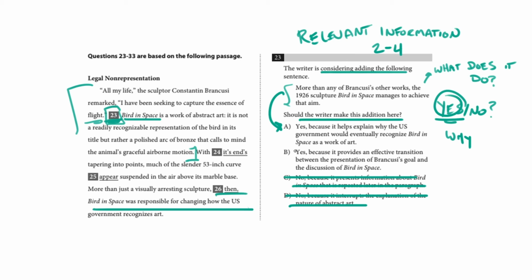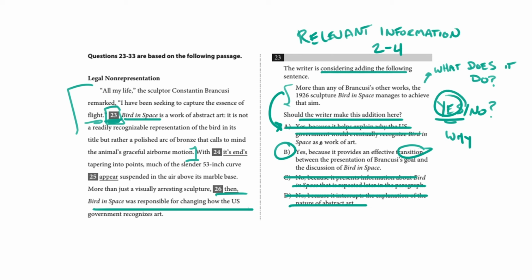So let's look at choice B. Yes, it should be inserted because it provides an effective transition between the presentation of Brancusi's goal and the discussion of Bird in Space. And this, the word transition, is very similar to my notion that it introduces the idea of the sculpture. So I'm going to say B is our answer.